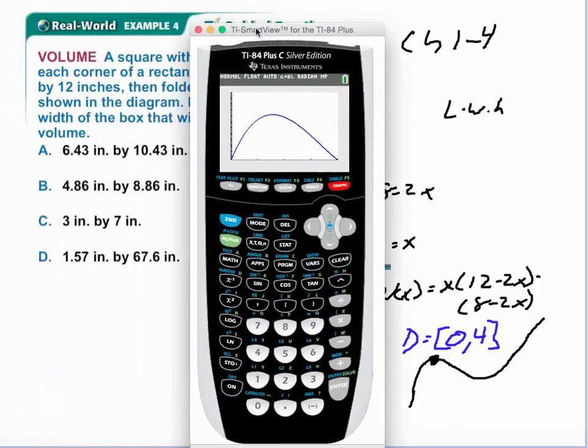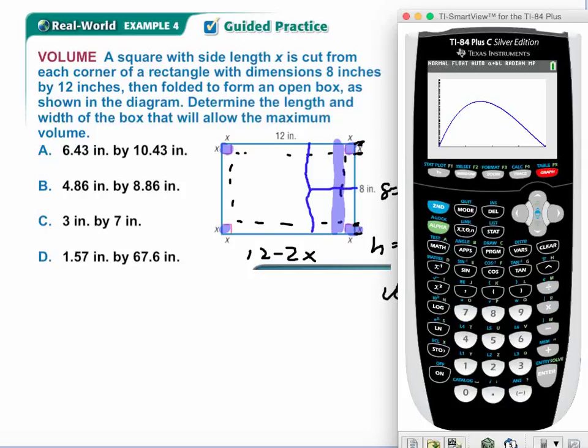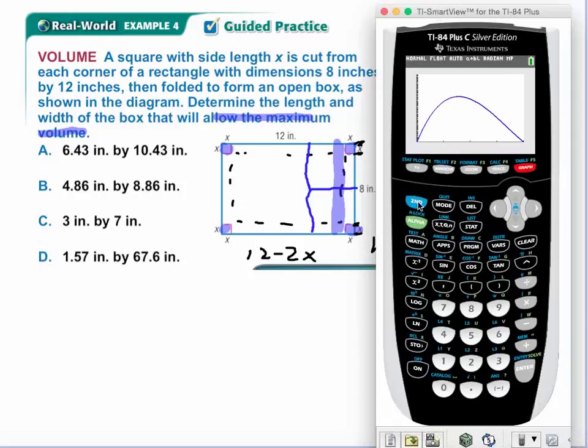And what we're trying to find here, again, the problem says, determine the length and width of the box that will allow the maximum volume. So we want to find the maximum, which is going to be up at the top. So let's take our calculator, and to find a maximum, we can do second calculate. Maximum is number 4. Then we have to find a left bound and a right bound, so we need to be left of that maximum. So we'll scroll over here to the left. We'll hit enter. You don't need to be real precise on this, as we have talked in class.